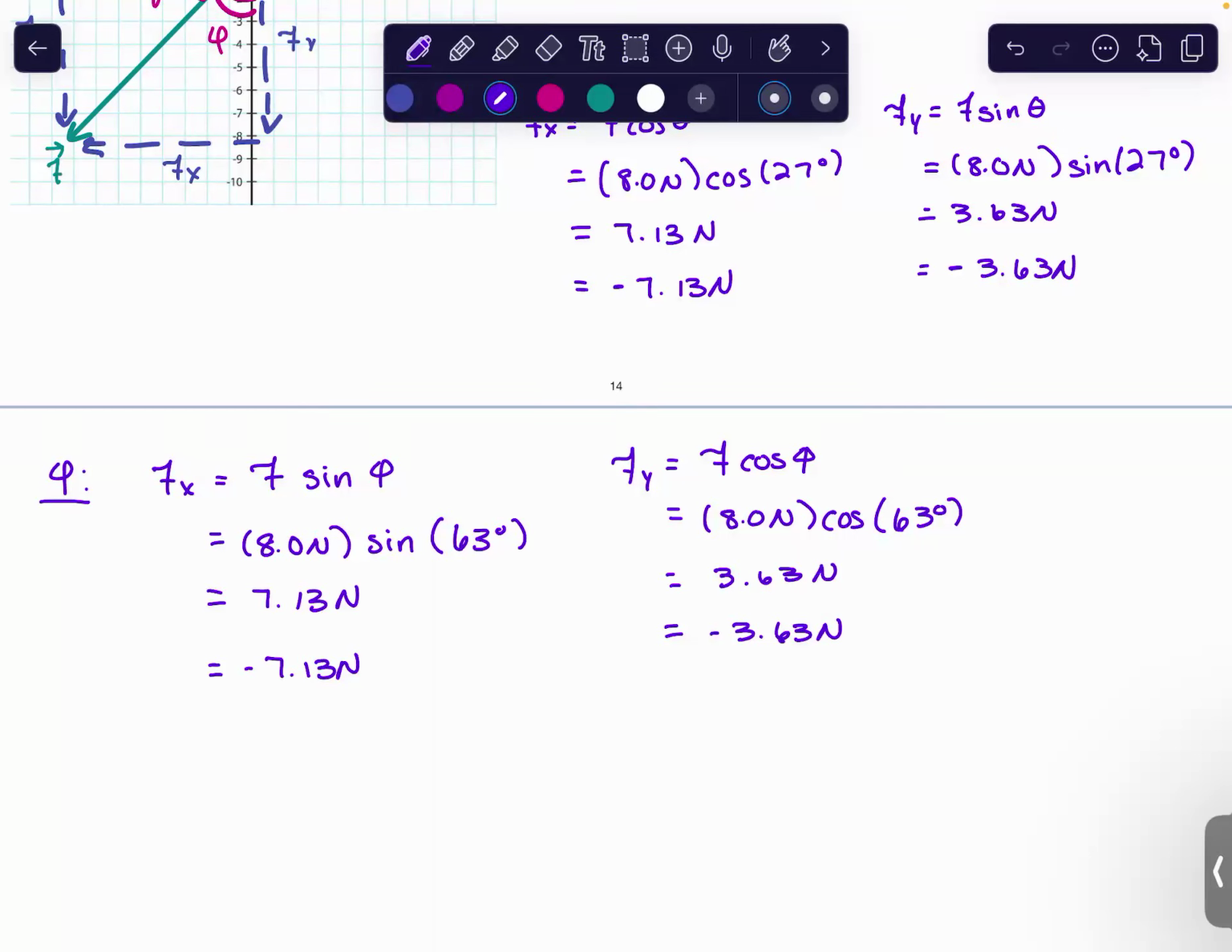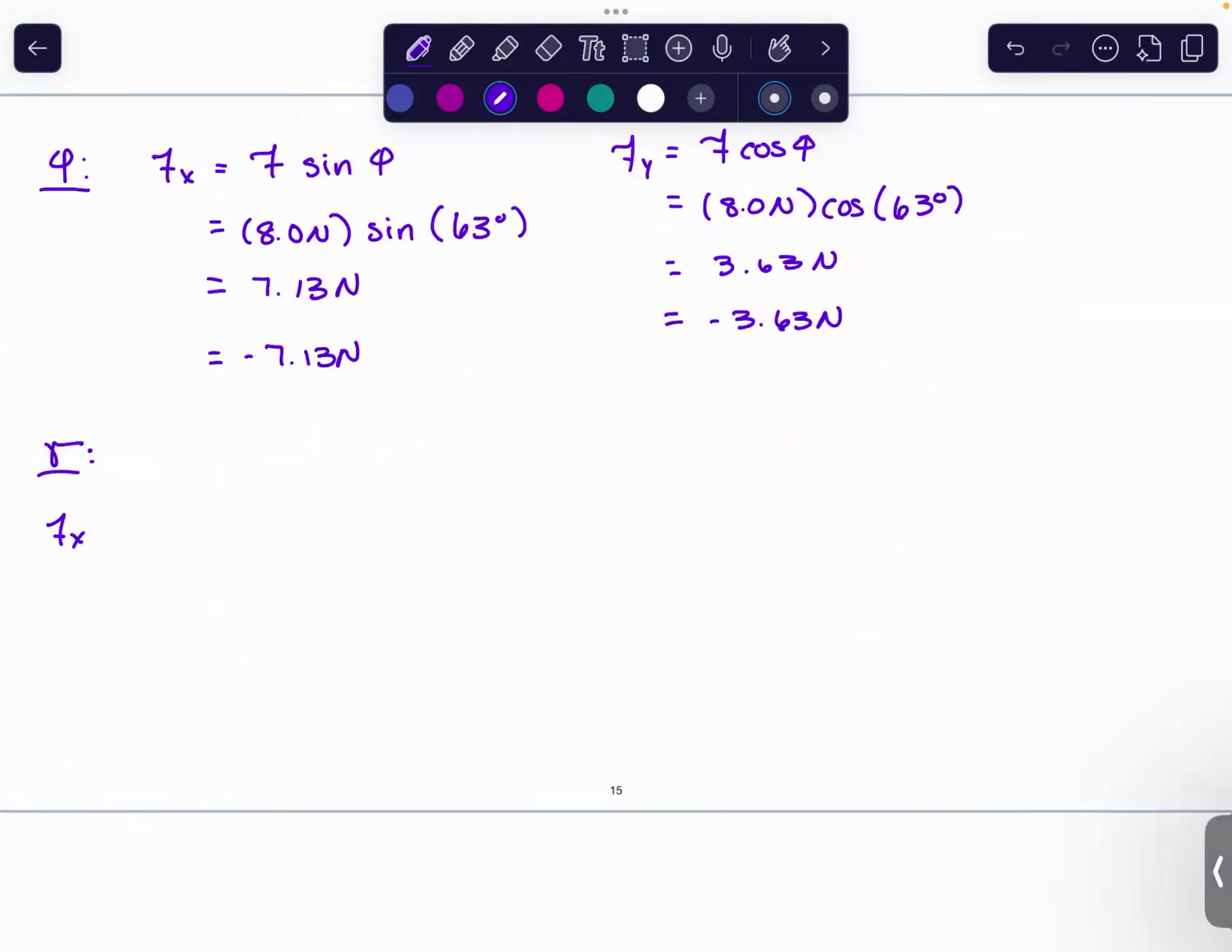Okay, let's look at angle gamma. Okay, now, you see gamma is again counterclockwise from the positive x-axis, so we can use our generalized formulas. So our generalized formulas: cosine for the x component, sine for the y component. Okay, so cosine of 207. That's automatically going to give you the proper negative 7.13 newtons.